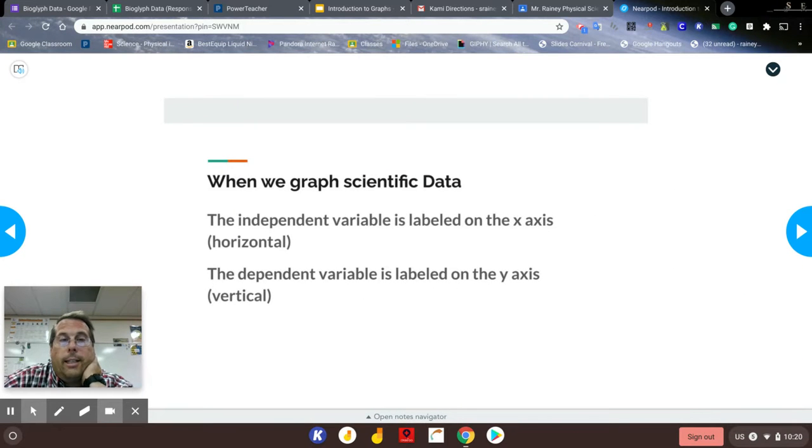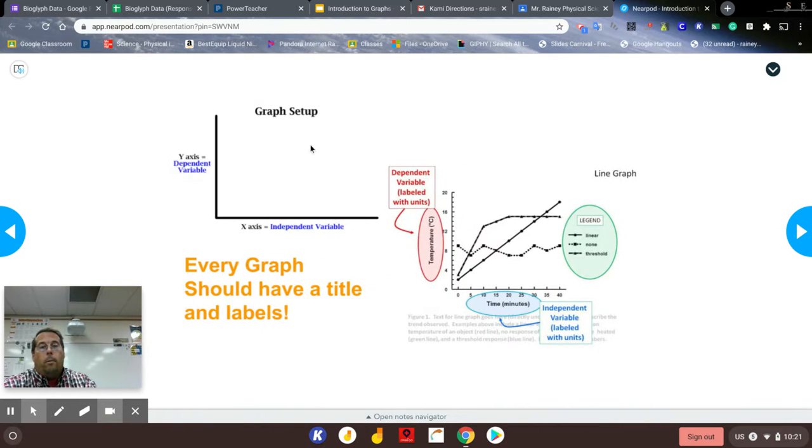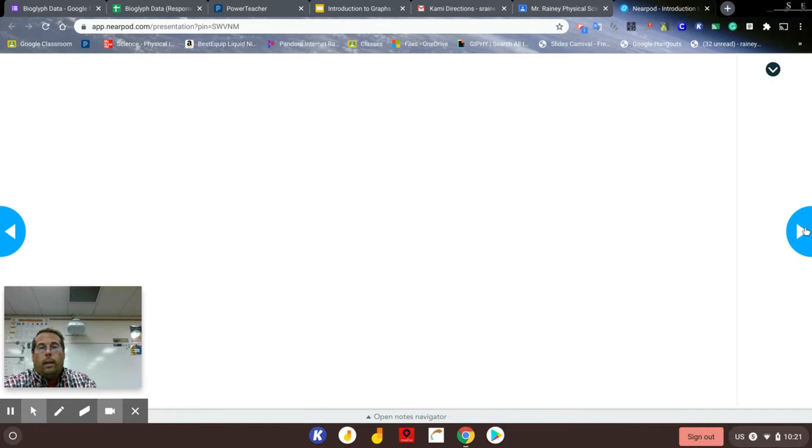When we graph scientific data, we graph the independent variable on the x-axis, the dependent variable on the y-axis. Remember, we label. The x-axis is what we changed. The y-axis is easy to remember. A capital Y has a vertical line to it. It's the vertical line. And we label what the units are as well. Okay, we've gone through these.